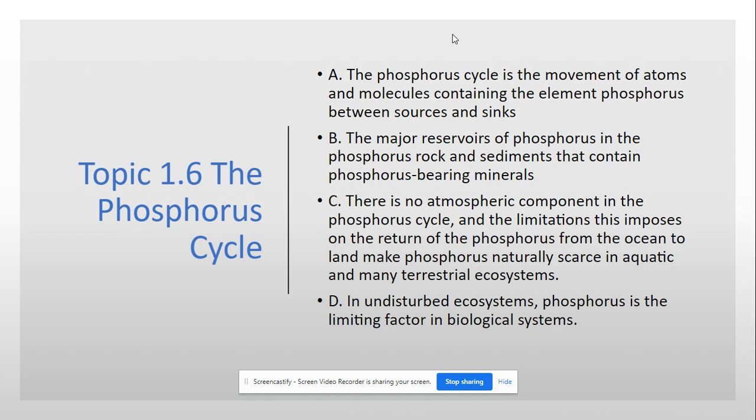Next is the phosphorus cycle. The biggest piece of the phosphorus cycle is the fact that this is the only cycle that has no atmospheric component. We do not find phosphorus typically in the atmosphere. Now, as a result of that, phosphorus has limitations on then living organisms found in the ocean and on land. So, phosphorus is oftentimes a limiting nutrient.